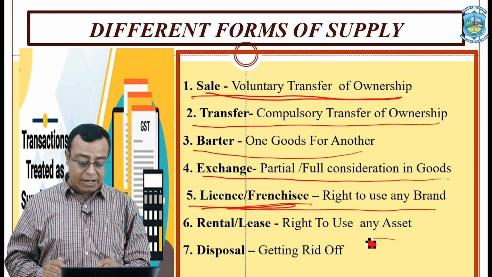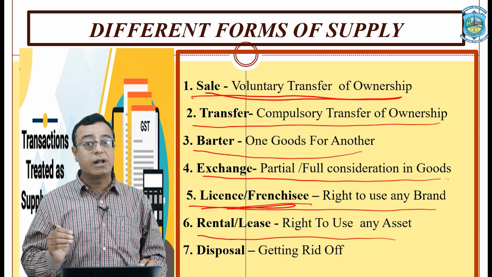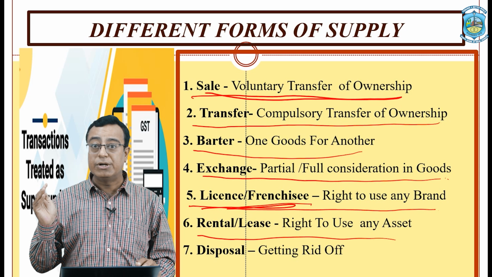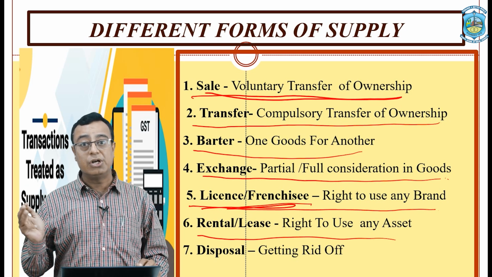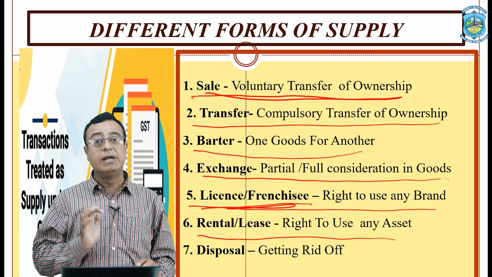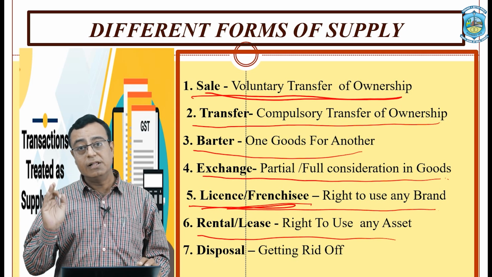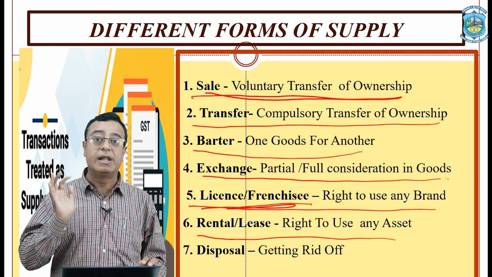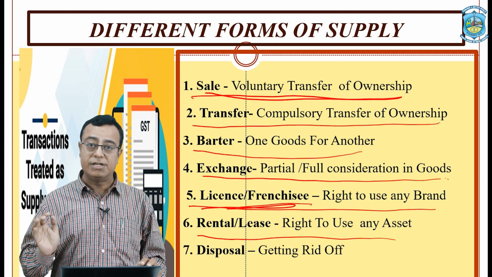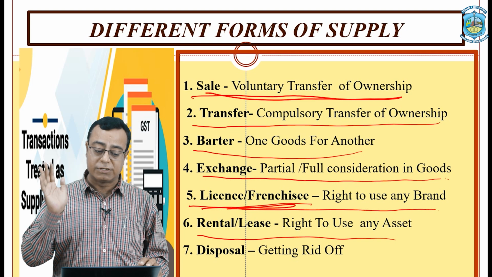Next we have rental or lease. Once you are giving any particular asset on rent, other than a residential house, it is also rental or lease. Residential house is not covered under GST; other houses and premises rent is covered under GST. So, it is also a particular form of supply.